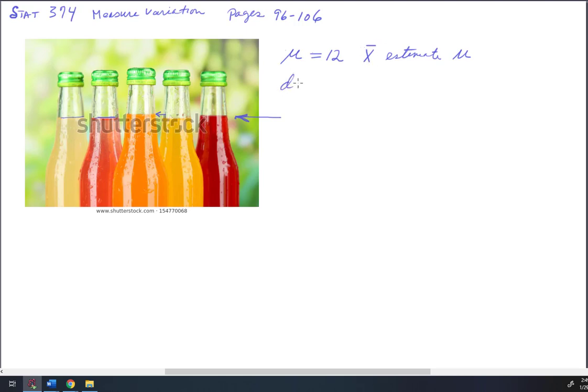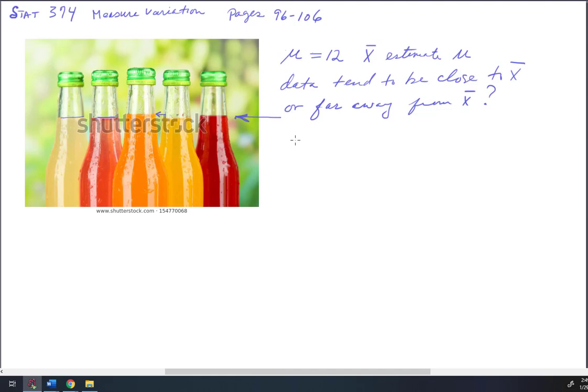Does our data tend to be close to x bar or far away from x bar? And that's an important thing to know about data.